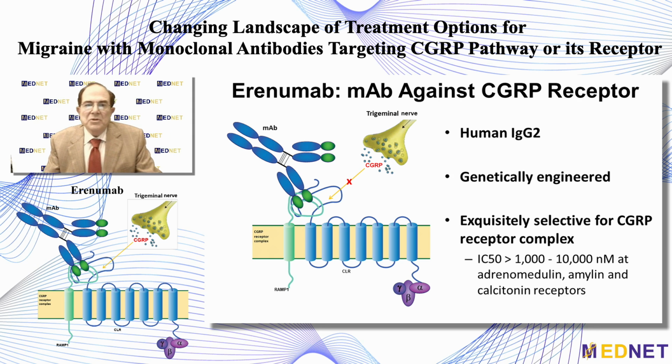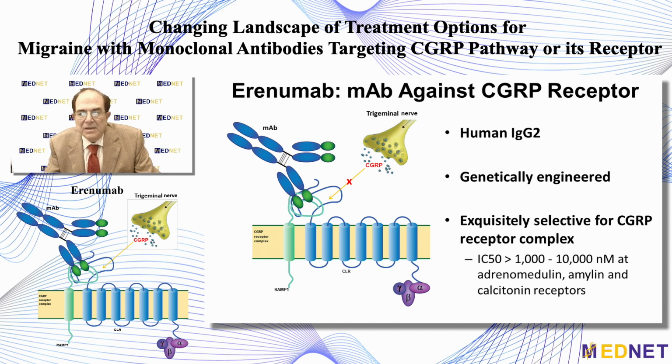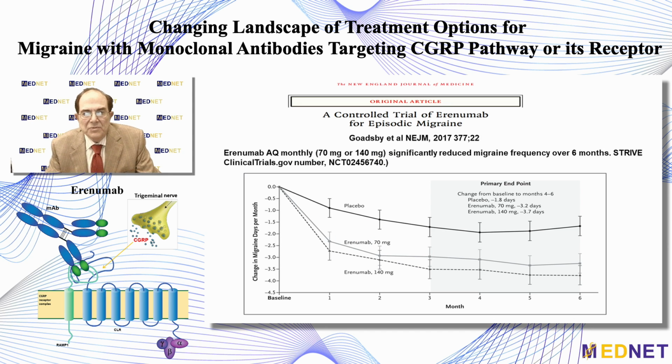Erenumab is a monoclonal antibody against the CGRP receptor, the canonical CGRP receptor, not the amylin receptor, genetically engineered and exquisitely sensitive for the CGRP receptor complex. This was a trial for the New England Journal of Medicine, showing the fact that both doses of Erenumab, 70 and 140 milligrams, separated quite early from placebo, and a statistically significant difference from placebo by month 1.